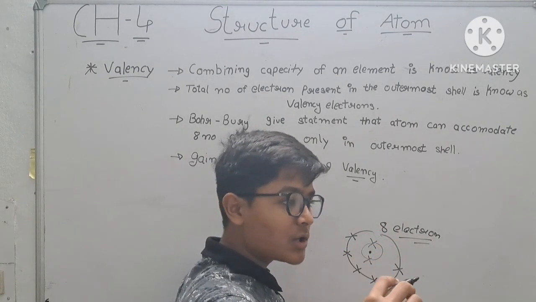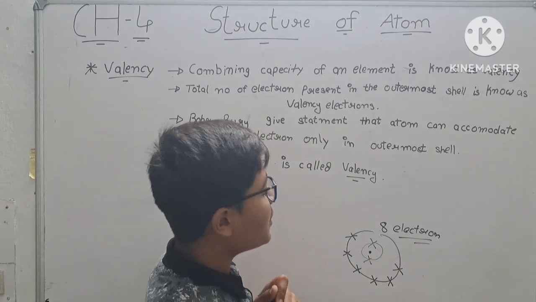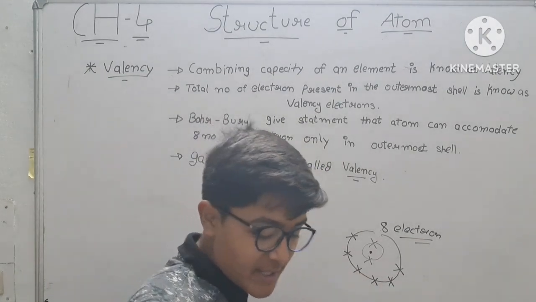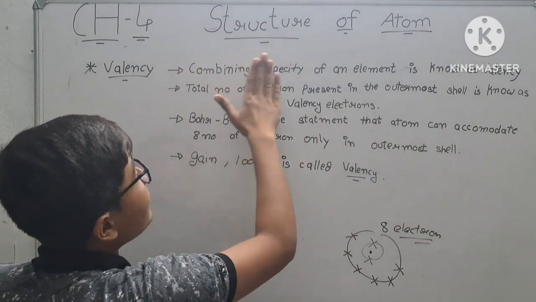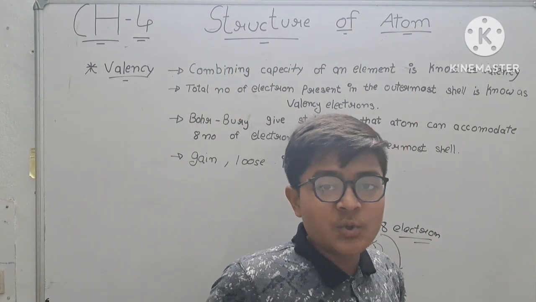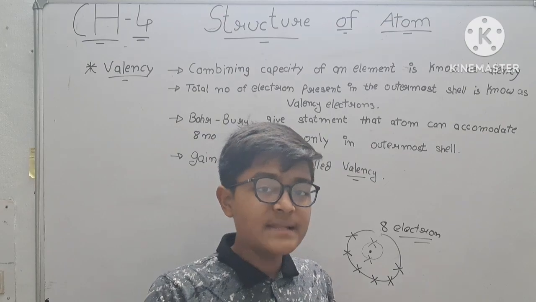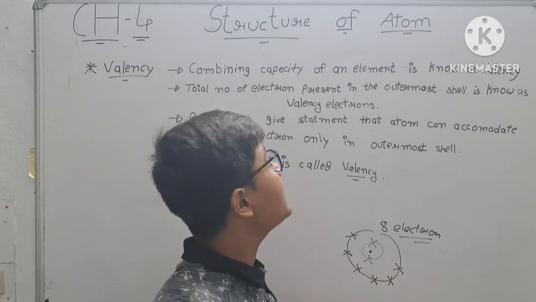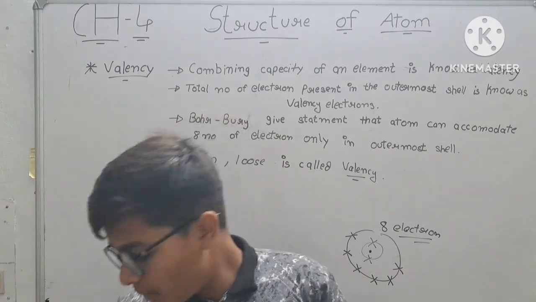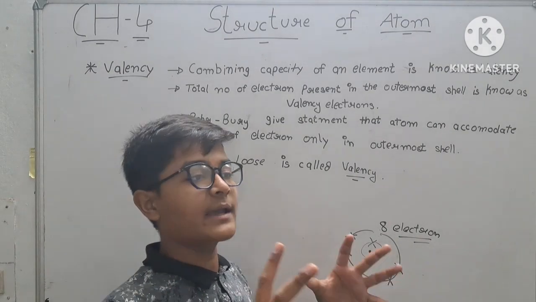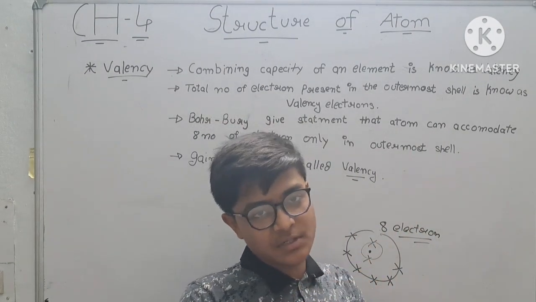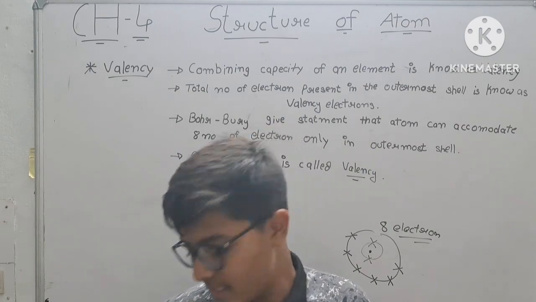He will gain or lose 6 electrons. So this is the type of topic we are going to study. Let's see. The combining capacity of an element is known as valency. That means any type of element has a capacity to combine with another element. It is known as valency.